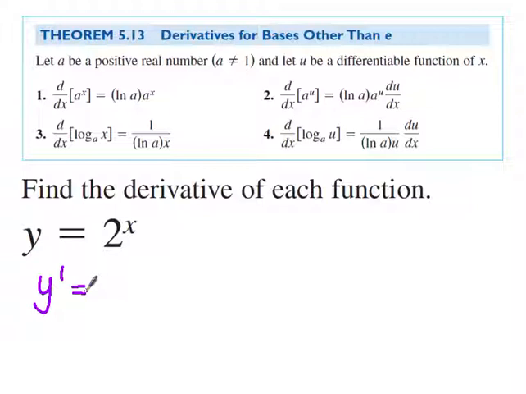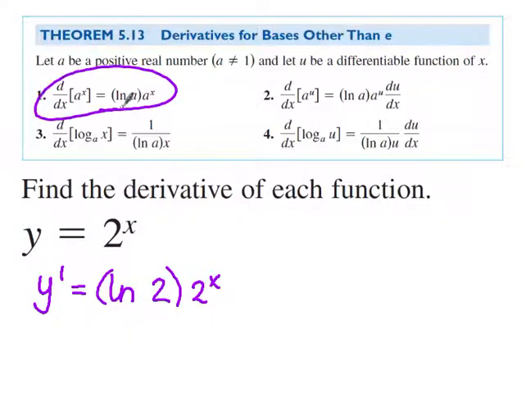All right, so what do you think the derivative should be? Yep, that's it: ln of 2 times 2 to the x power. Basically, you're using this one, or you could use this one too. In this case, u is nothing more than x. All you're doing is taking the natural log of the base times the base to the exponent, and the derivative of x is 1, so that's why it doesn't factor in. So that's the answer.